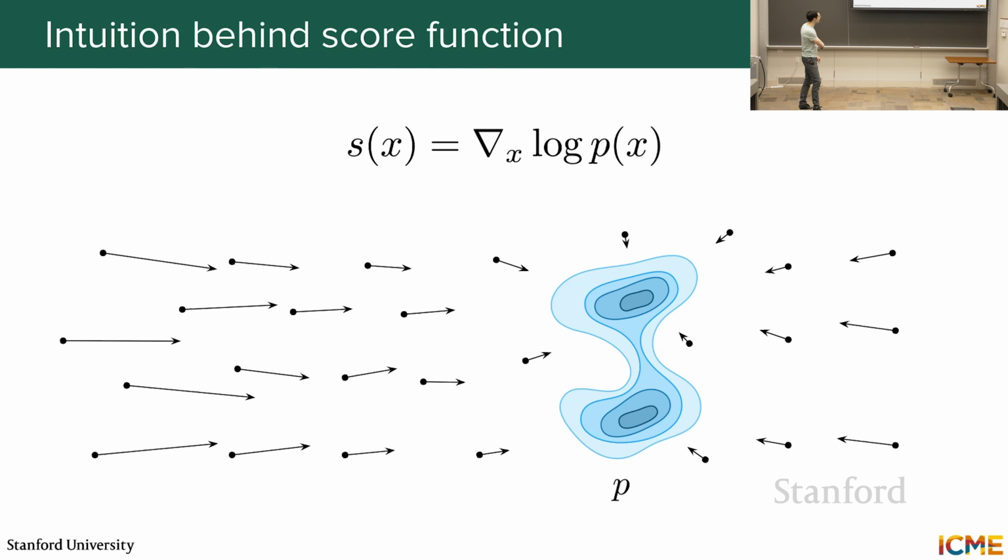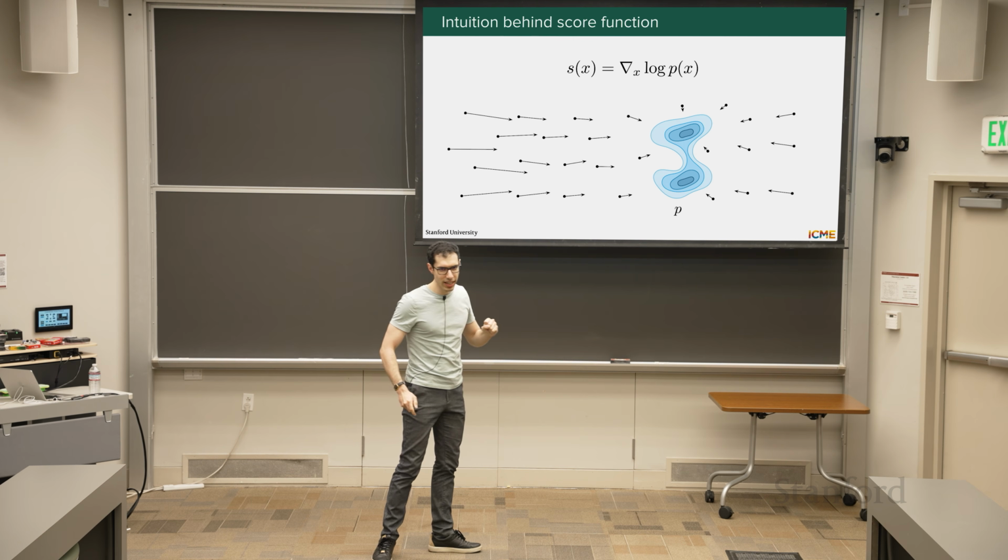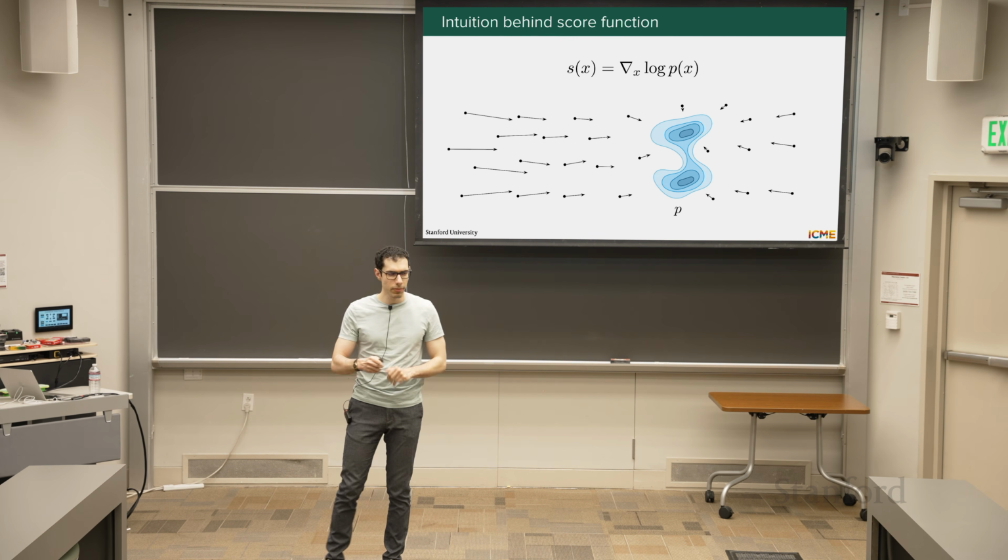OK, cool. So this is how our score would look like in space. So here, if you're further away, typically the score, the magnitude would be bigger because you have the gradient of p over p, and p is small. And it's smaller when you get closer to the distribution.